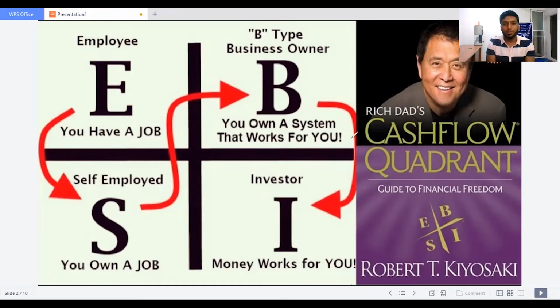When you start up self-employment, what are the problems you might have? What successes might you gain, and what are the advantages of being self-employed? How you can make a system and make the system work for you, and how you can become an investor, is also taught in this book. So let's move on to the next part of this book. This book guides a lot of things.